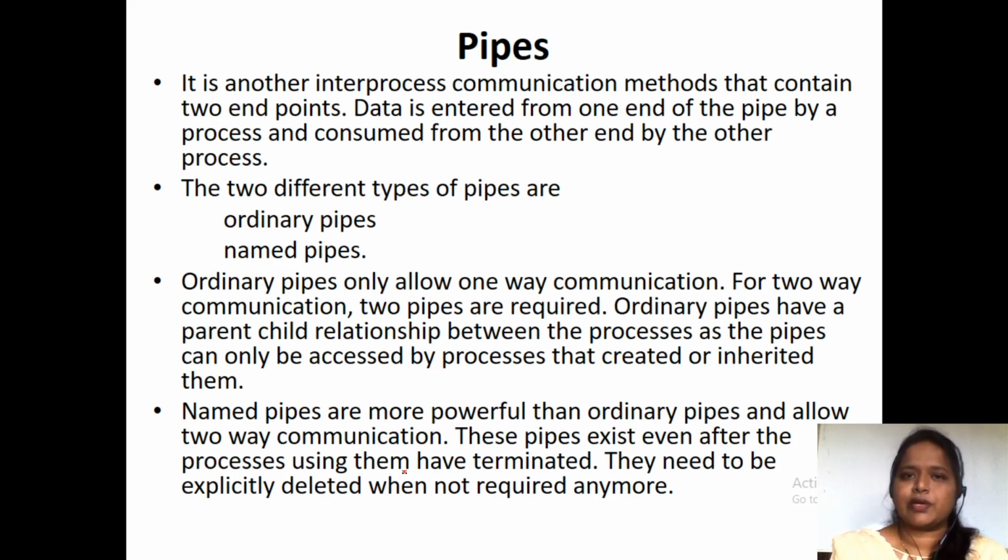And last but not the least is the pipes. This pipe is the one which is going to have the communication between the client and the server. It is another inter-process communication method that contains two endpoints. A pipe, as we all know, is like this. Here we have one end, and here we have another end. Here we enter the data from one end, and it is processed and consumed from the other end.